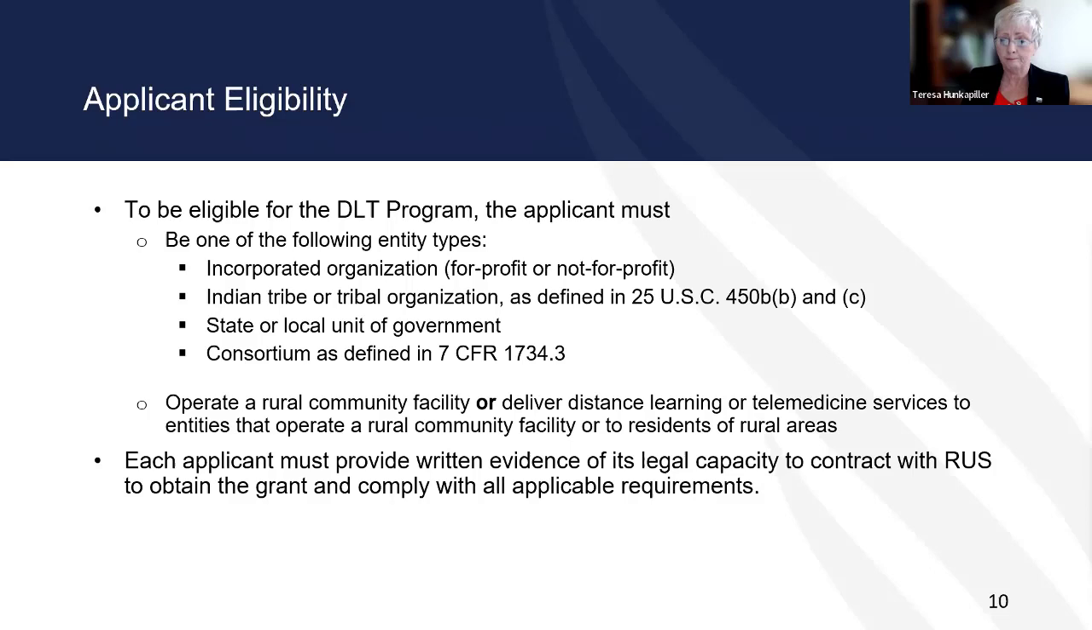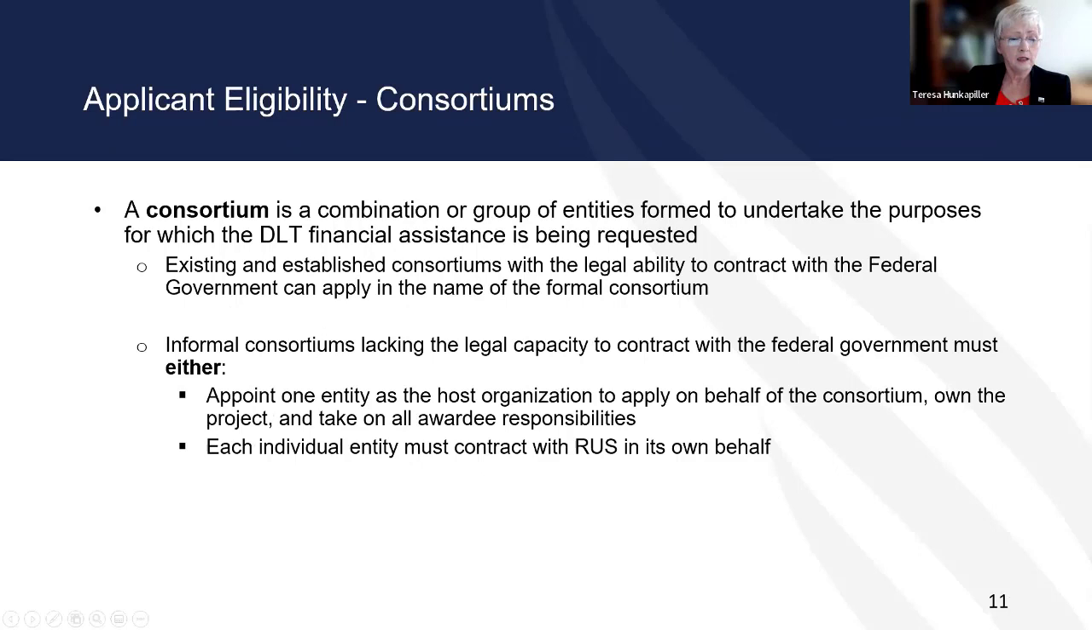Okay, let's continue on with eligibility. And that's a little bit more information on the consortium. The very bottom point there is if it is an informal consortium, each individual entity must contract with RUS on its own behalf. And that gets a little cumbersome. Let's say you have 38 end user sites. If you do, then that doesn't mean there'll be 38 legal agreements, but that does mean 38 people have to establish their identity, their legal capacity, and sign. So that's why I say it's a little bit cumbersome. Okay, let's go a little further.